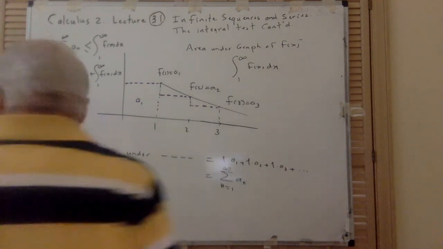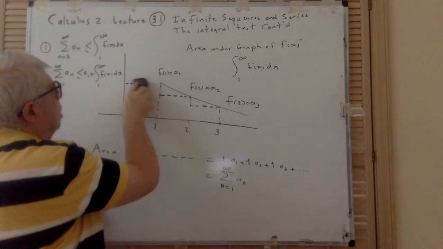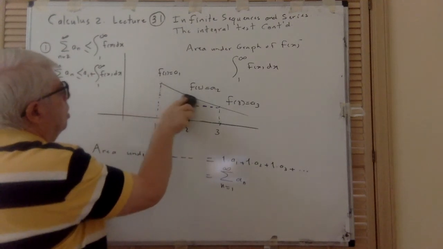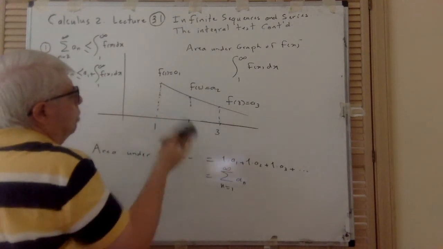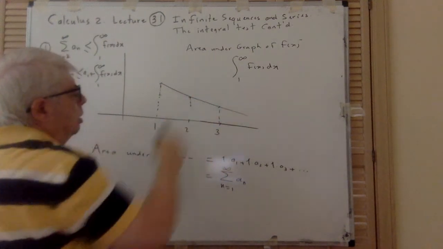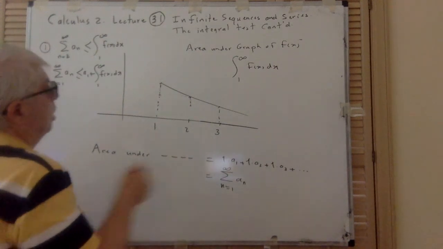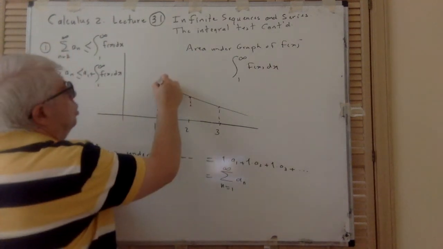Now let's erase this and go the other way. In fact, that's again how I proved 1 over n is divergent. So I go this way this time.